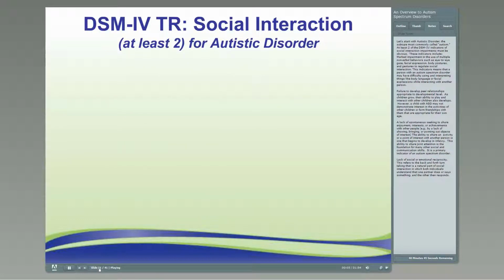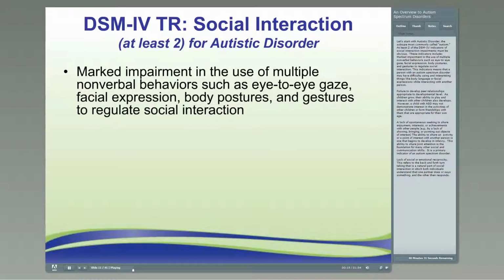Let's start with autistic disorder, the subtype most commonly called autism. At least two of the DSM-IV indicators of social interaction impairments must be obvious. These indicators include a marked impairment in the use of multiple nonverbal behaviors, such as eye-to-eye gaze, facial expression, body postures, and gestures, to regulate social interaction. These indicators mean that a person with an autism spectrum disorder may have difficulty using and interpreting things like body language or facial expressions while interacting with another person.